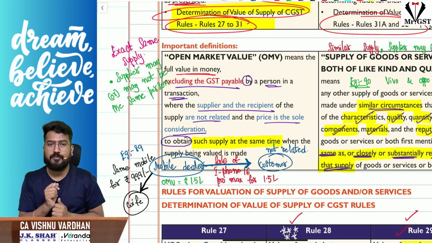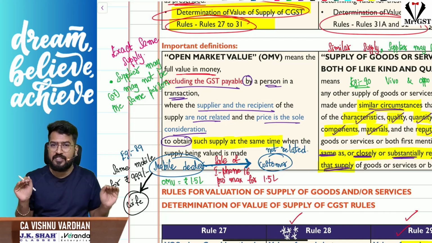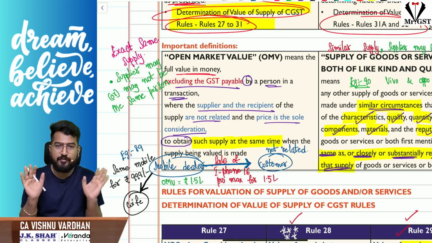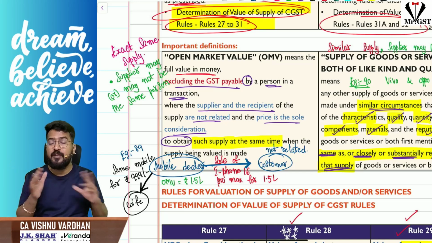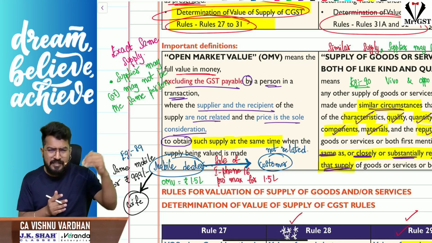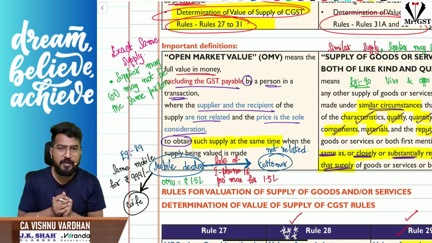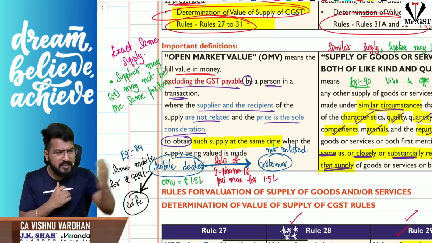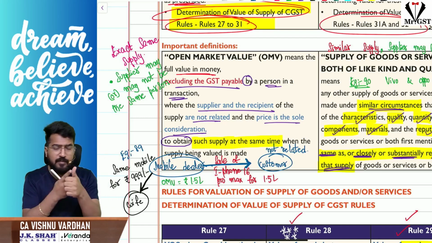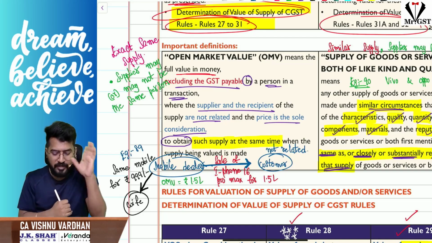One thing you should remember here, sir, I am a mobile dealer. I am not selling the iPhone 16 Pro Max in my shop. I am not selling the Pro Max variety. Then what should be the open market value? The same iPhone 16 Pro Max in the market during the same time, somebody might be selling to some customers who are not their related person. Price is the sole consideration that you take. That means the supply should be exactly the same, but the supplier need not be the same. That you will take as open market value.